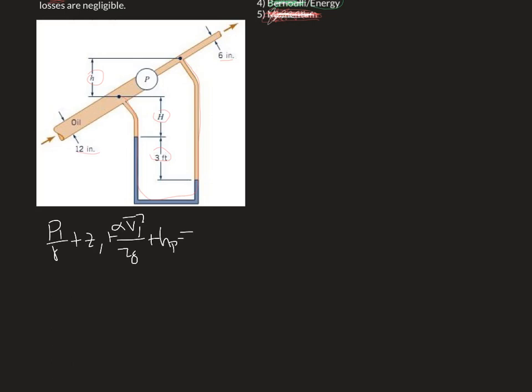I know you think this is a lot of terms, but you're going to memorize this by accident, and that's sad for all of us. Equals P2 on gamma plus Z2 plus alpha V2 squared on 2g plus HT plus head loss.